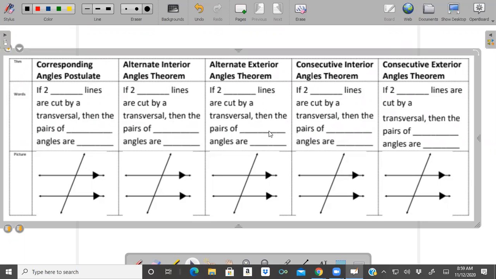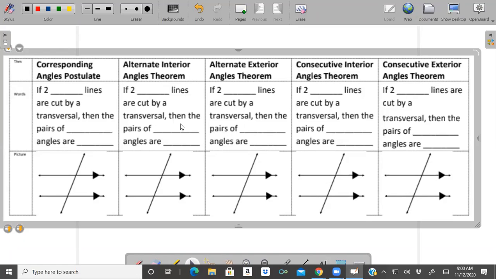Now remember, theorems are things that are true that we can use in proofs. Every single one of these things that you see up here should be something that you put on your proof reasons sheet.